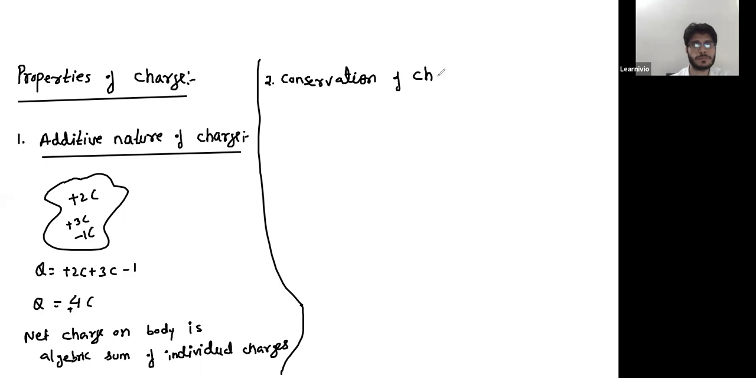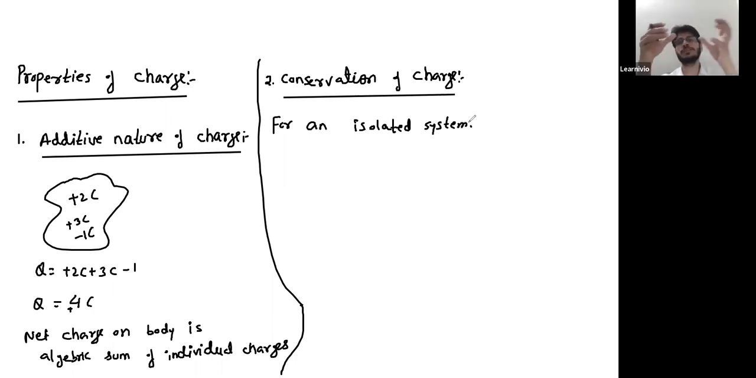Conservation of charge. So conservation of charge simply says if you have an isolated system. By isolated system, we mean a system which is free from all external influences. Free from all external influences means the system is not connected to any other object, so no charge can enter the system or can leave the system. If you have a system where no charge can enter or leave, then that system is known as an isolated system.